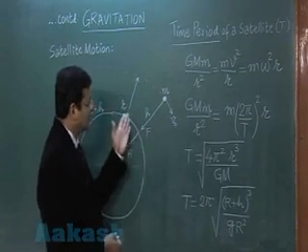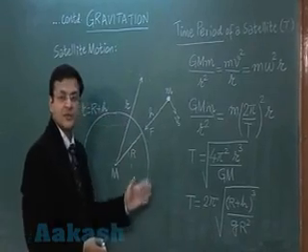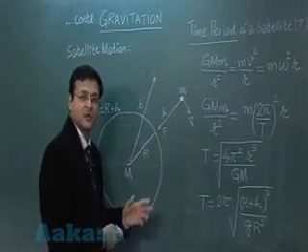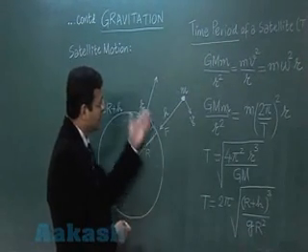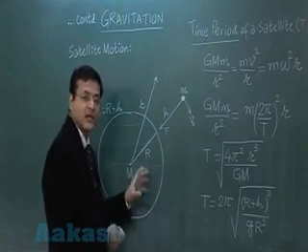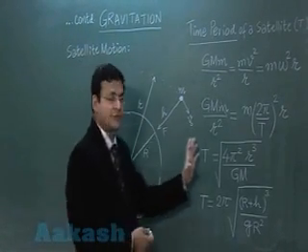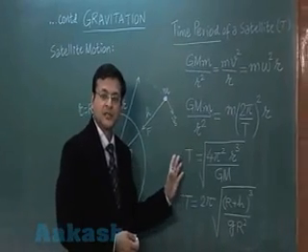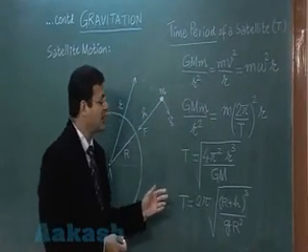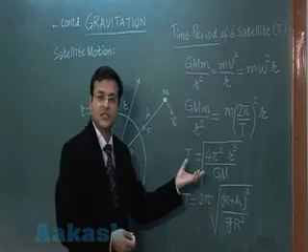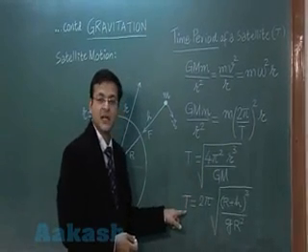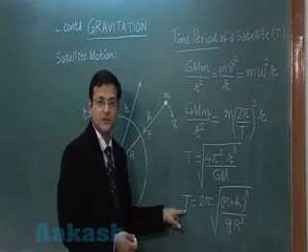So in case a satellite is rotating very close to the surface of the earth, which has a speed of 8 km per second, that will have a time period of rotation of around 84.6 minutes. But in case you are going above, say, geostationary satellites, then the requirement becomes that a geostationary satellite has the same time period as the rotation of the earth, and that is 24 hours.